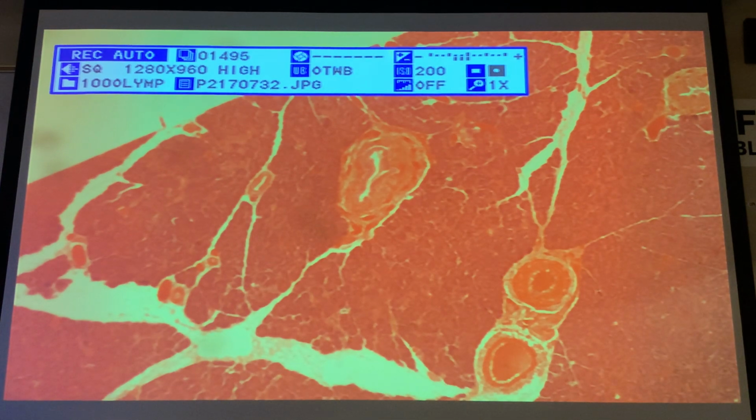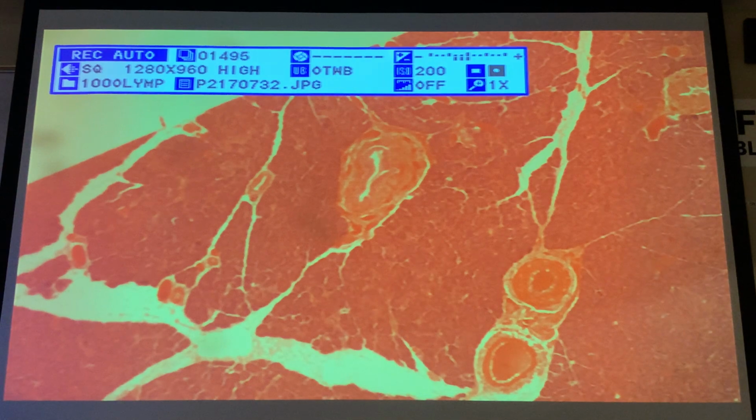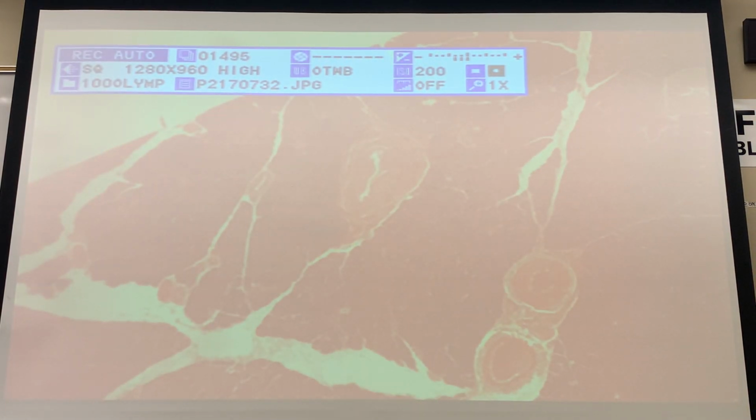Look at another slide here. Turn on the light real quick. That slide's not too bad, but I think I have a better one. Yeah, this is the better light right here.